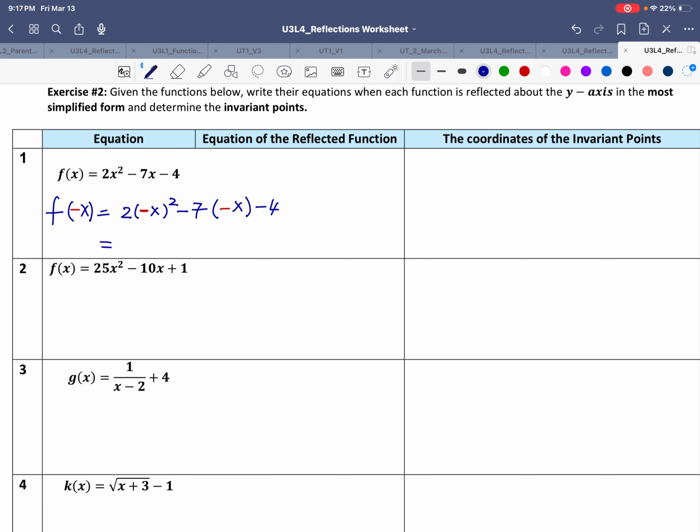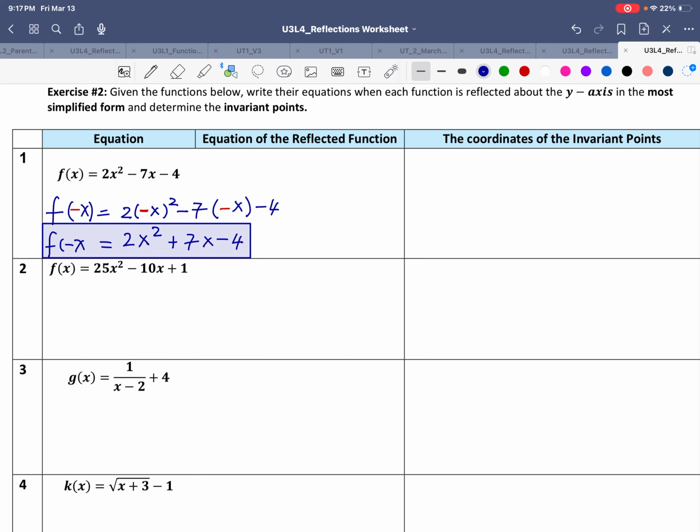So simplify this a little bit more, and we'll have negative x to the power of 2 is positive x squared. So this is 2x squared. Now, a negative with a negative will make a positive, so positive 7x and then minus 4. So this would be the equation of the function f of x reflected over the y-axis.